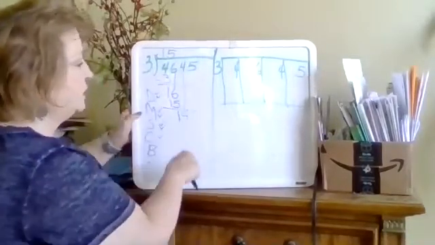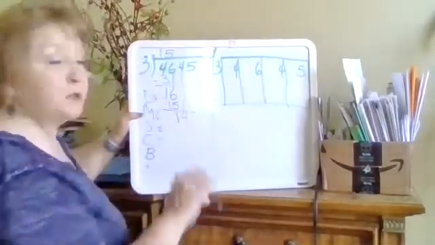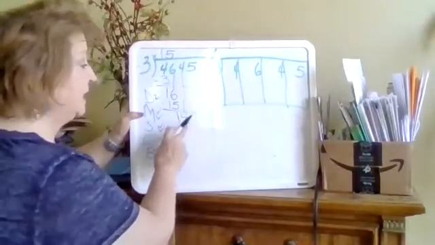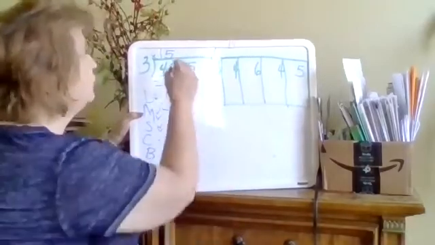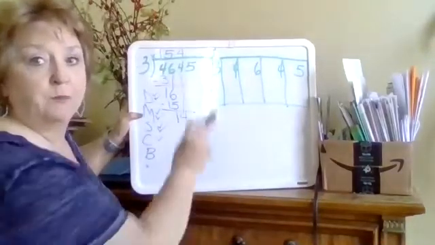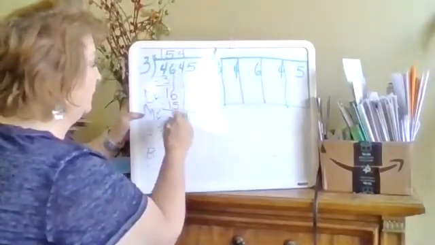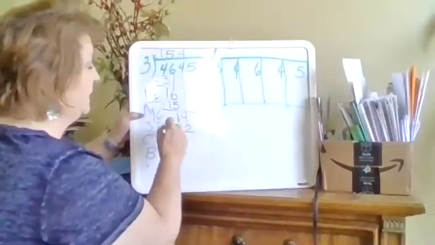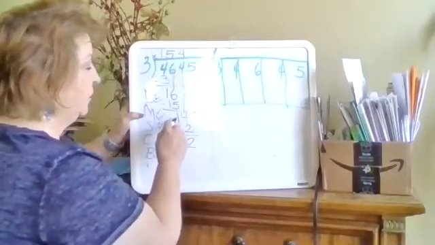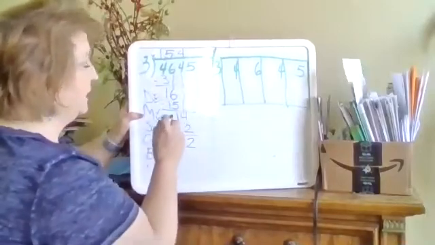Can 3 go into 14? Well, yes, it can. 3 times 3 is 9. 3 times 4 is 12. 3 times 5 is 15. 3 times 5 is going to be too much. So I'm going to go 3 times 4. I'm going to put my 4 up top. And 3 times 4 is going to be 12. I've divided, I multiplied, now I'm going to subtract. 14 minus 12 is 2. 2 is less than 3, so that's good.